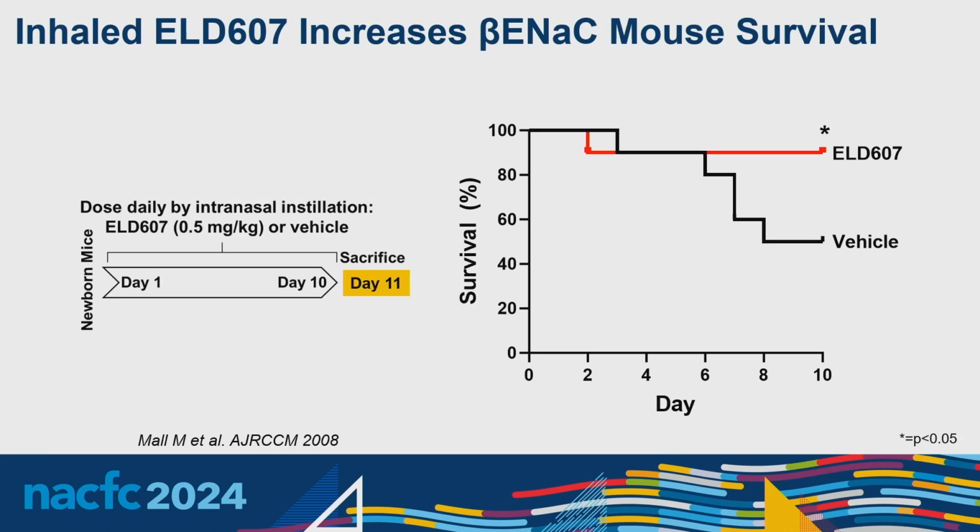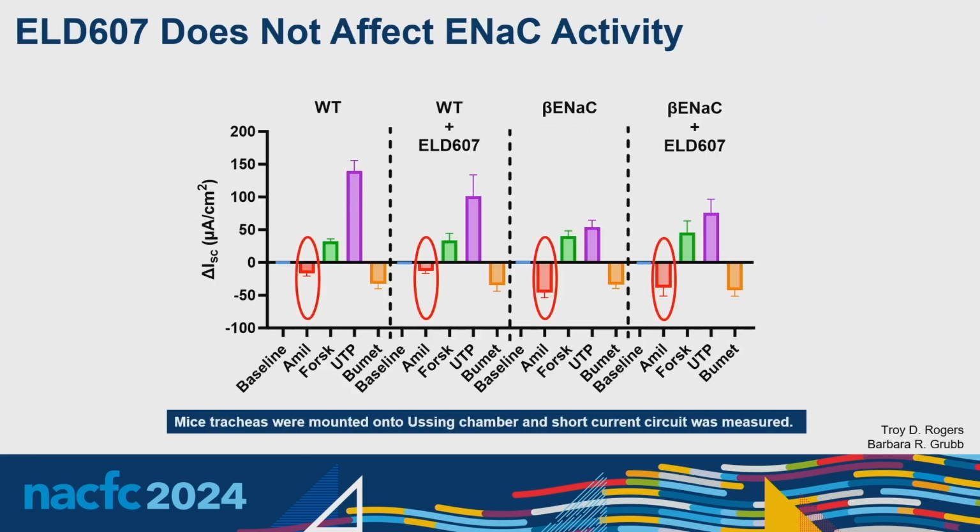But to determine if ELD-607 is targeting ENaC to improve their overall well-being, we isolated trachea from these mice and measured short circuit current in Ussing chambers. And when amiloride was added, there was no change in ENaC activity to show that ELD-607 is not targeting ENaC to improve the overall well-being of these mice, but it is improving their health.